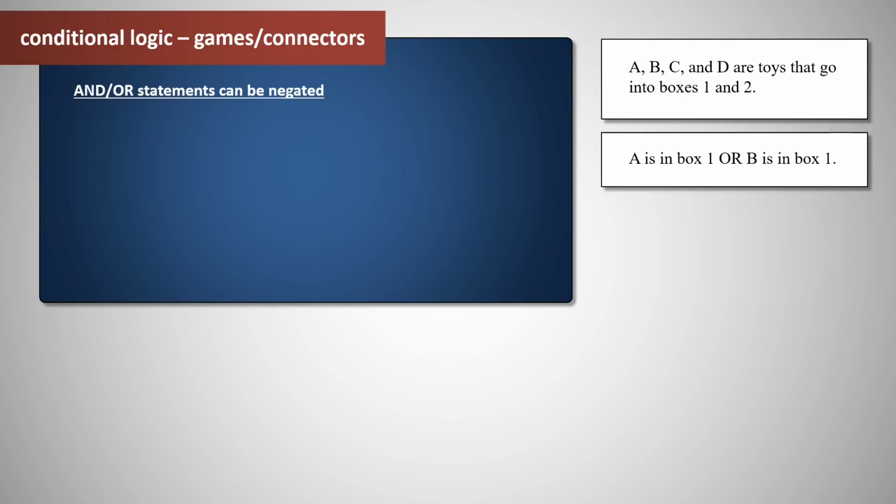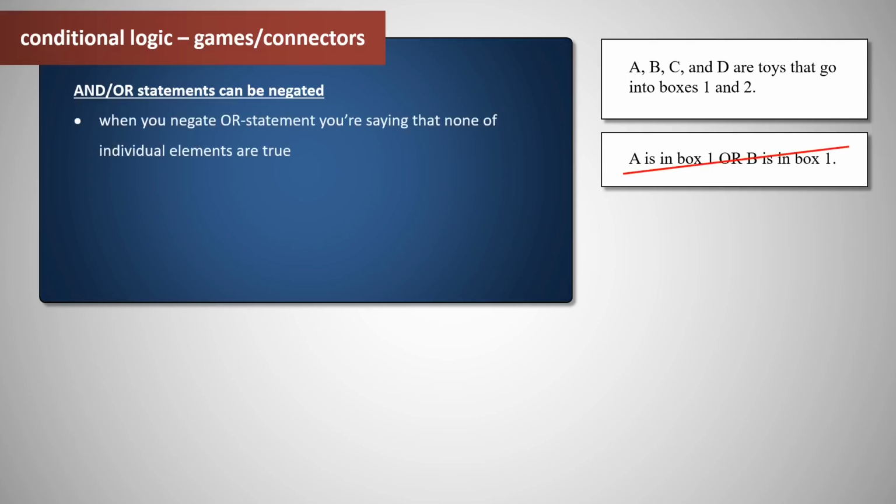But if you've got an or statement, so we have here A is in box 1 or B is in box 1, if you negate that, then when you negate an or statement, you're saying that none of the individual elements are true. Because remember, A is in box 1 or B is in box 1, at least one of those has to be true in order for that combination as a whole to be true. You've got to have A in 1 or you've got to have B in 1.